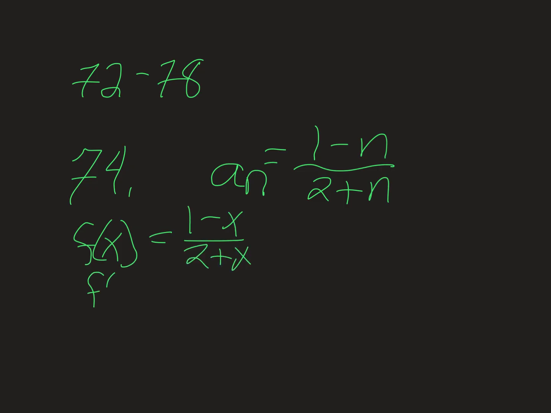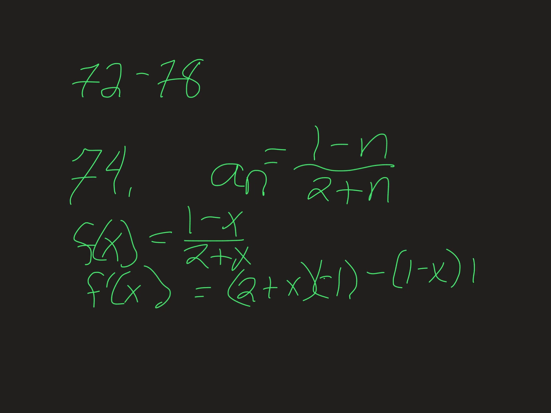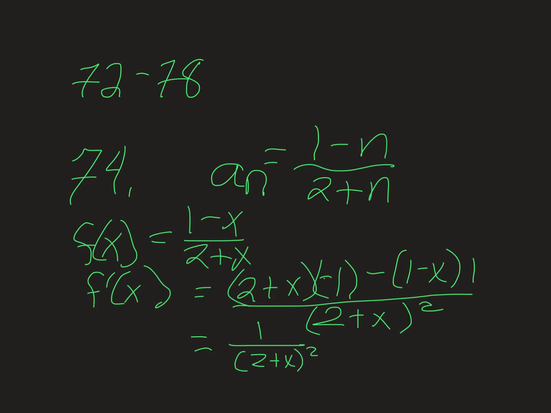And you can take the first derivative, which is equal to 2 plus x times negative 1 minus 1 minus x times 1, over 2 plus x, quantity squared. It's quotient rule. And that's going to be negative x plus x in the numerator, so those disappear. So we'll have a 2 minus 1, or 1, over 2 plus x quantity squared. So that's the first derivative.